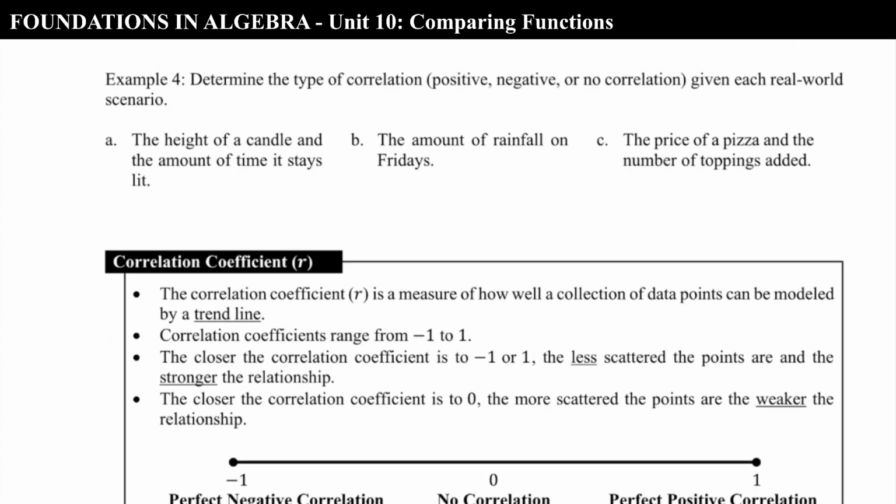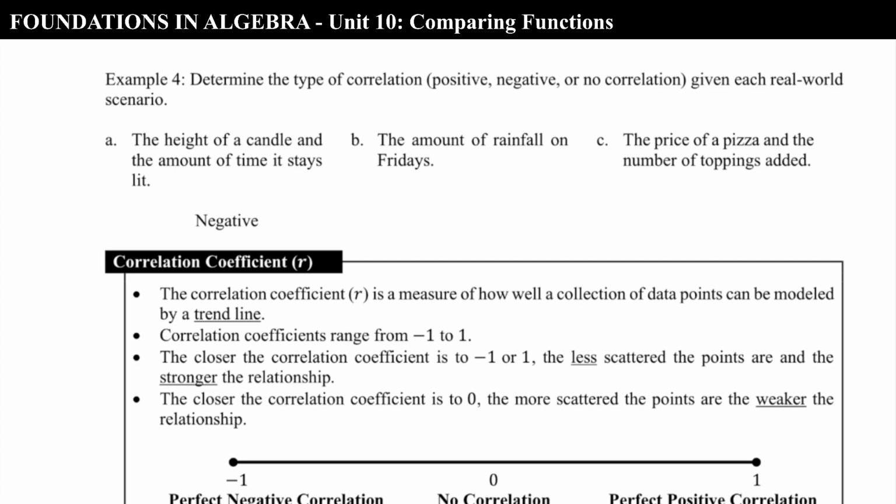We can also determine the correlation given a real-world scenario. So the height of a candle, the amount of time it stays lit. Well, we know that the height of a candle is going to go down as time goes up. So since one's going down as the other goes up, that's going to give you a negative correlation.